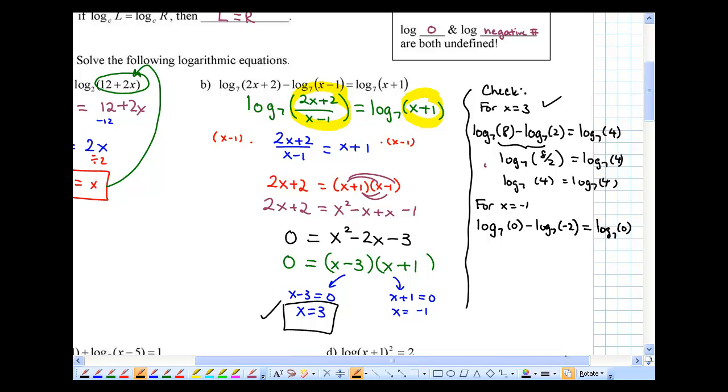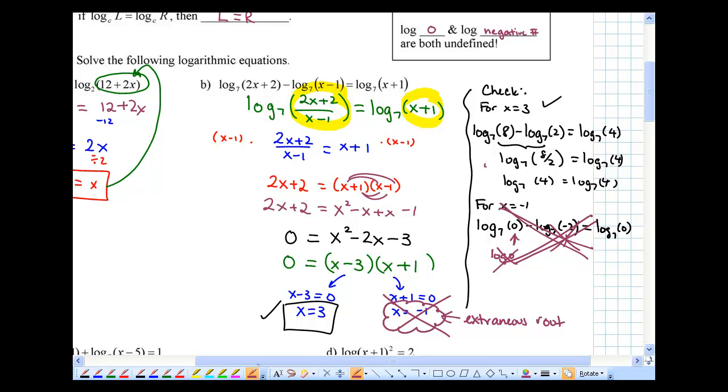Once again, remember the restrictions. Log can't be 0, right? Doesn't make sense. Log also can't be negative, so this one doesn't work. So even though the algebraic solution exists, this is what they call an extraneous root. And we should really ignore it. So the only solution for this one is x equals 3.